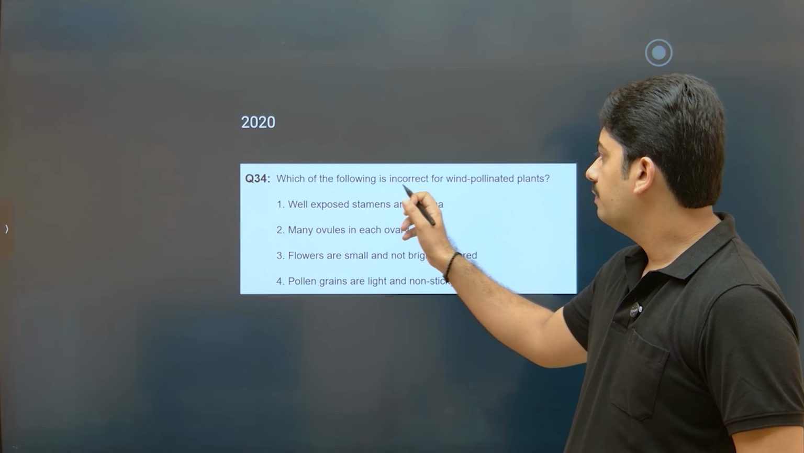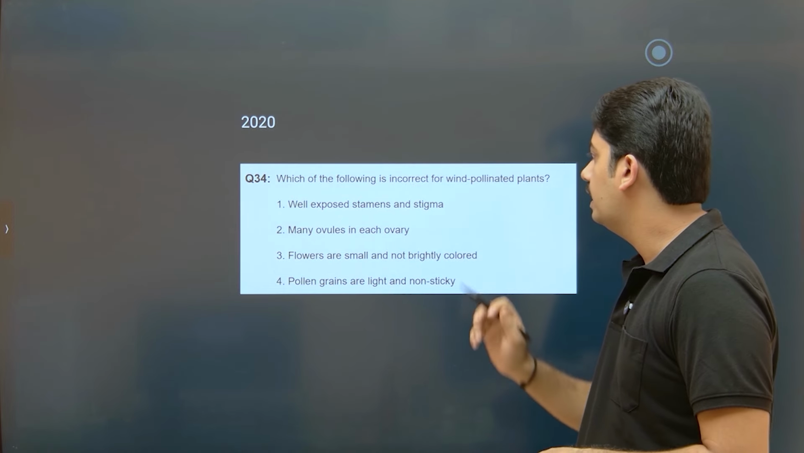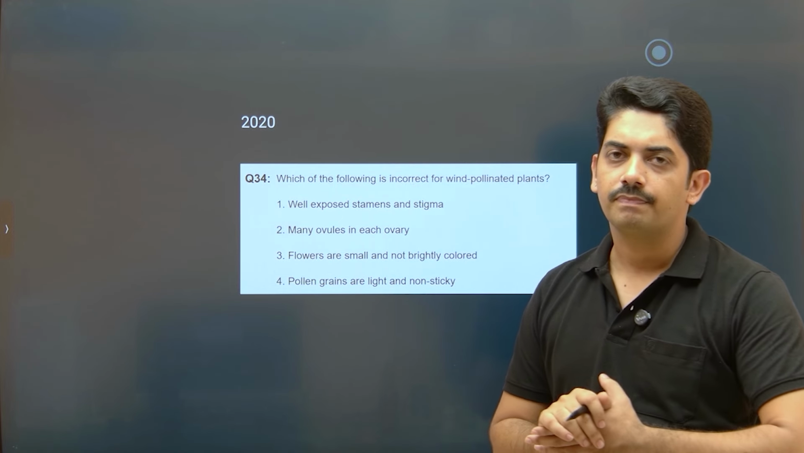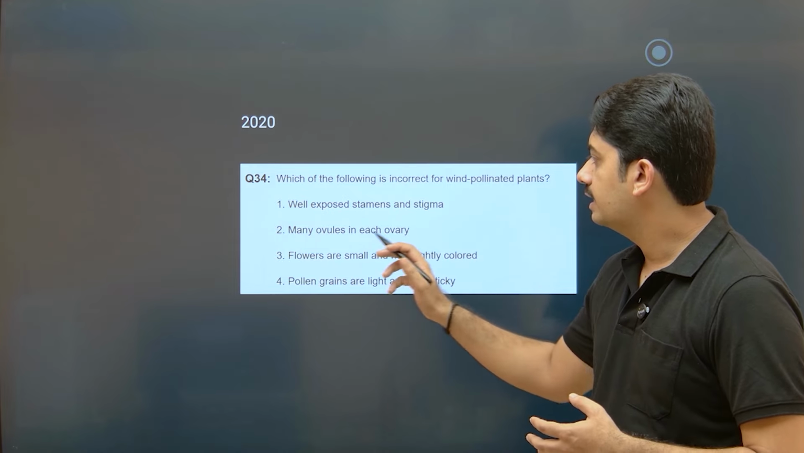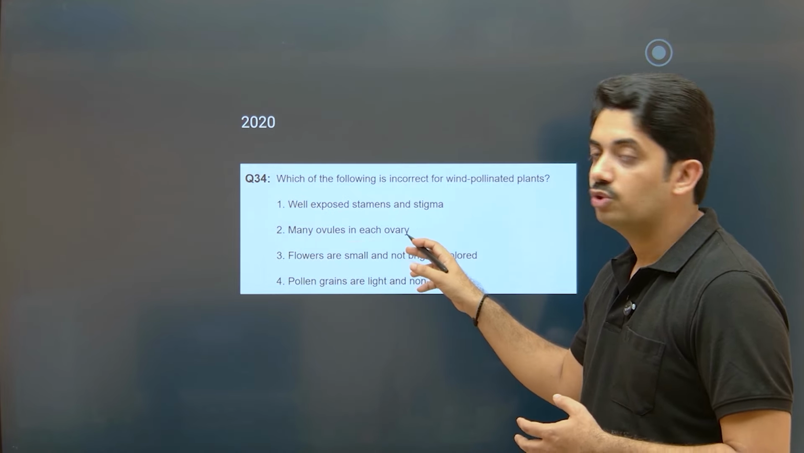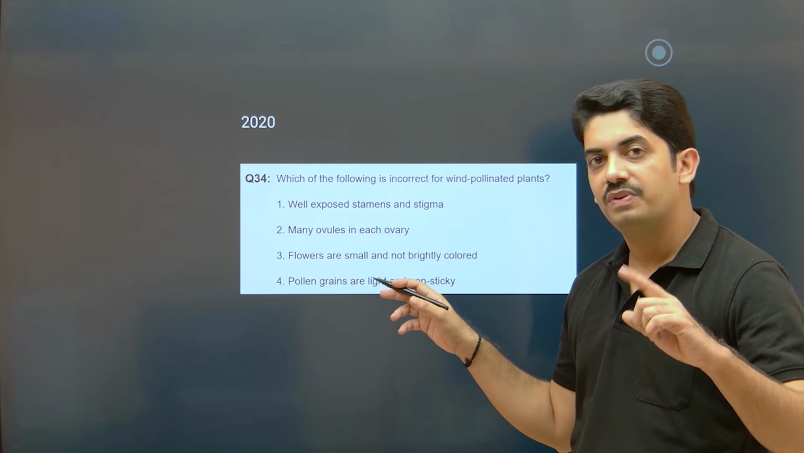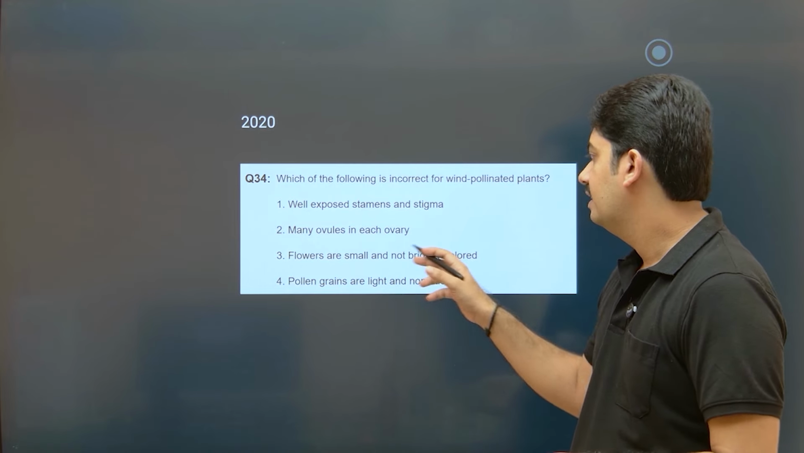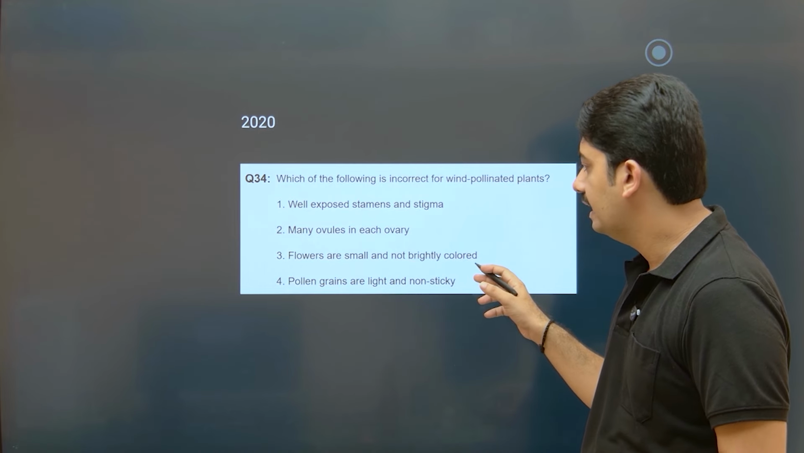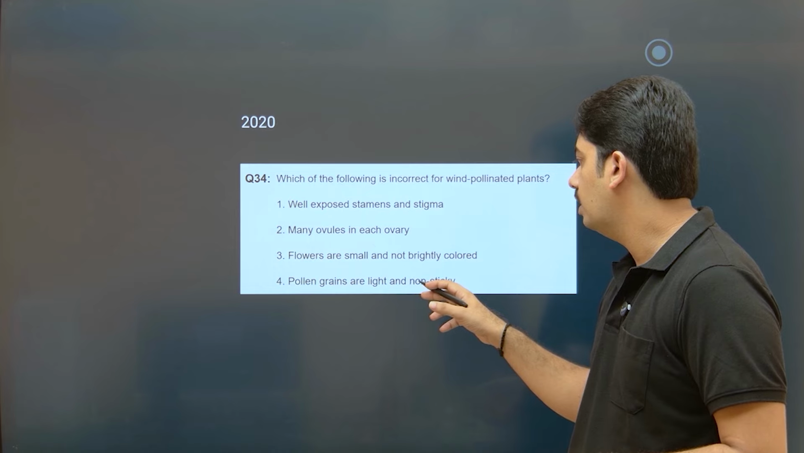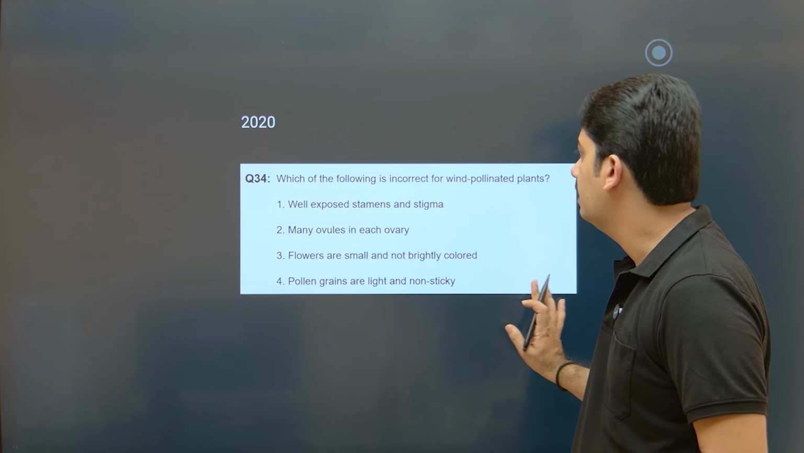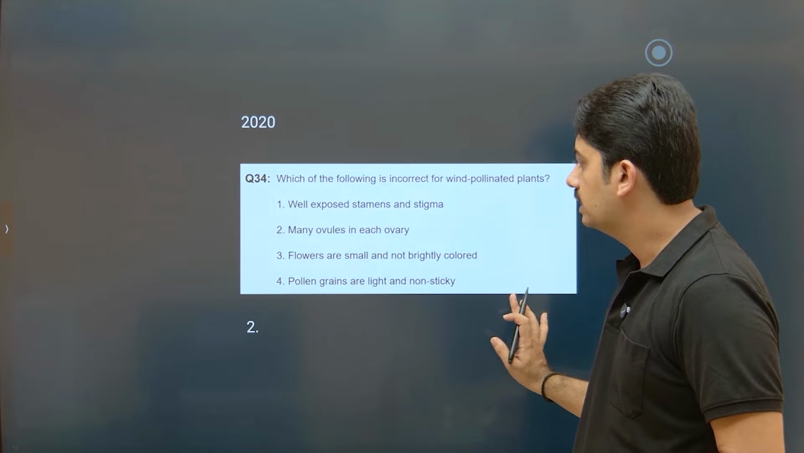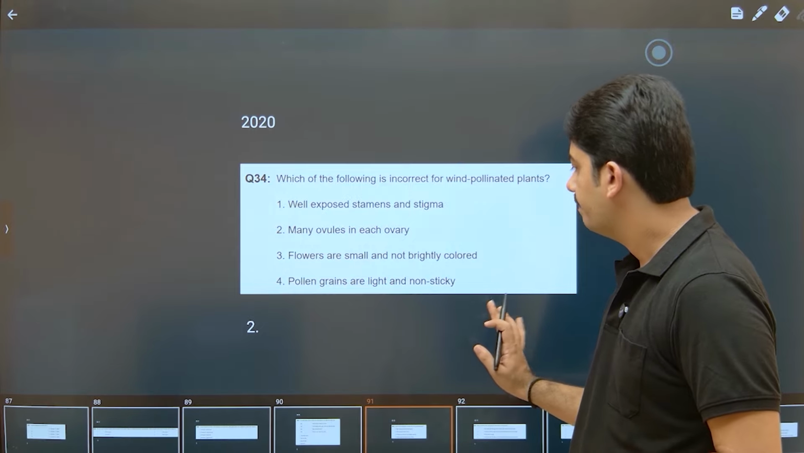Okay. Which of the following is incorrect for wind pollinated plants? Well exposed stamen and stigma, correct. Many ovules in each ovary, wrong. One ovule in one ovary. Flowers are small and not brightly colored, correct. Pollen grains are light and non-sticky. So all these are the characters of wind pollinated plants. So the second one is incorrect.